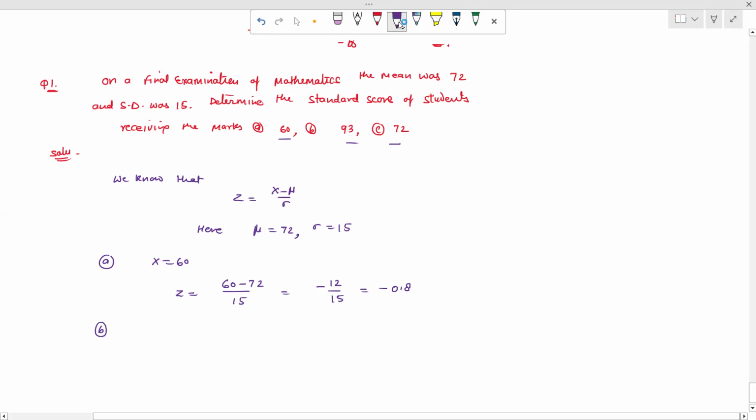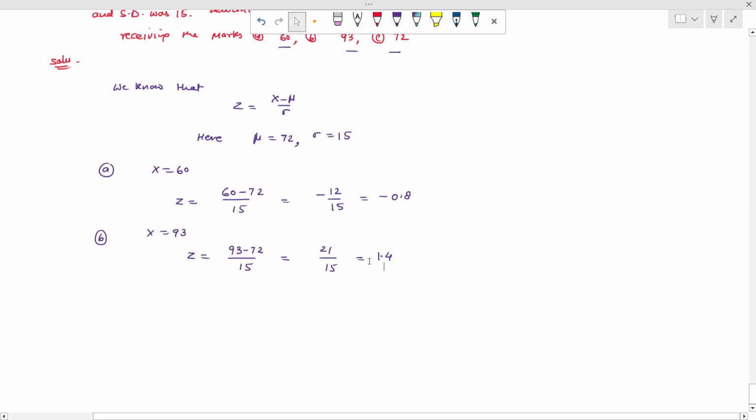Similarly, we take the second value. So when X is equal to 93, the standard score Z is equal to 93 minus 72 upon 15. So this gives us 21 upon 15, which is 1.4. So this is 1.4.